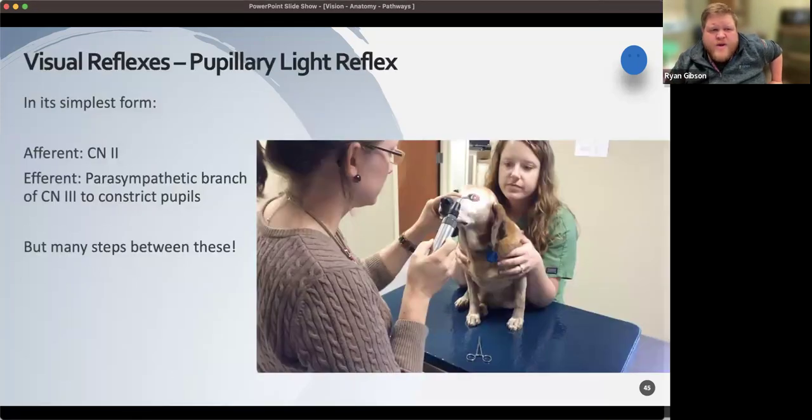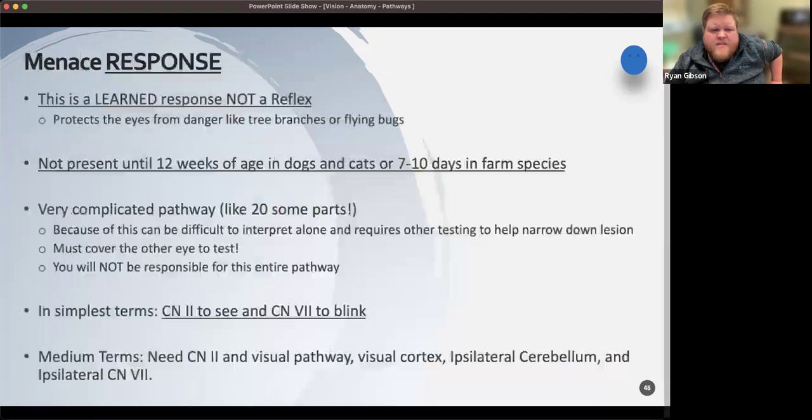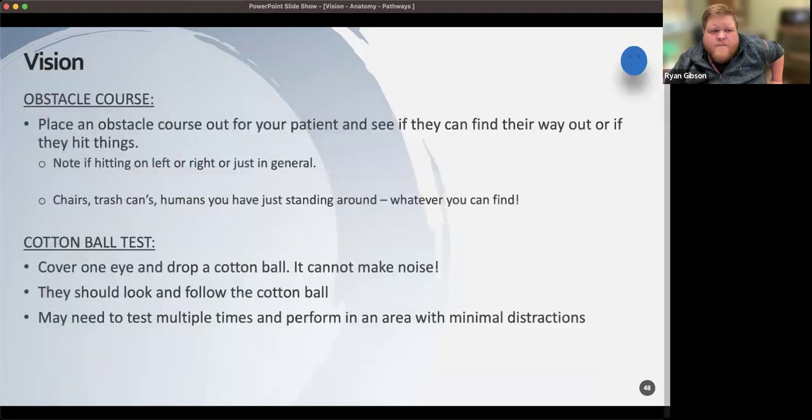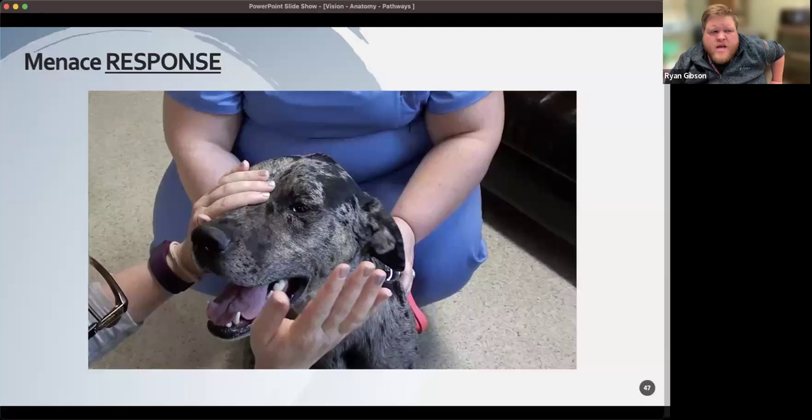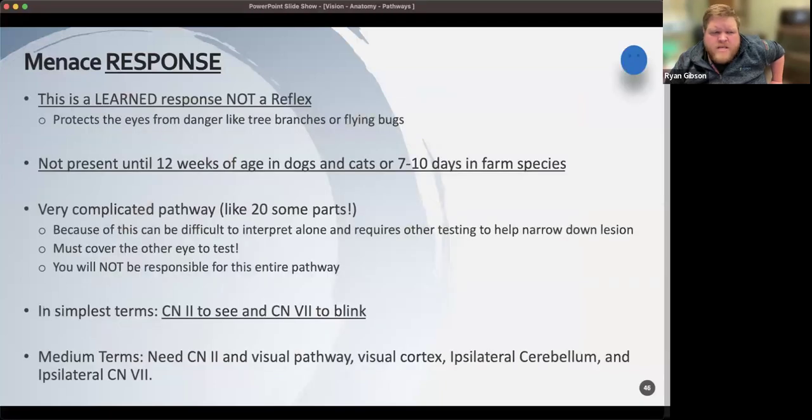And then I just threw in here for you guys to kind of go through and look at some of these different pathways, menace response and vision. But the big takeaway from menace response is cranial nerve 2 to see, but cortex to think. All right. And so when you're testing menace response, it is not a reflex. It is learned. You have to learn that the world is bad and evil, and that takes time.